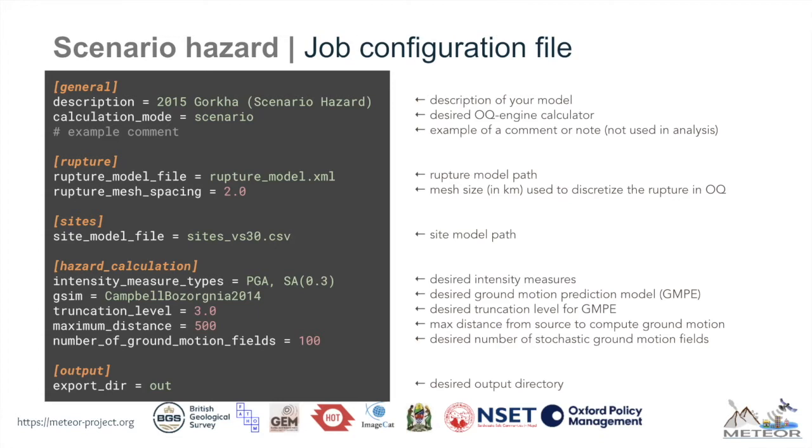Next, we have the number of ground motion fields to be produced. The same earthquake rupture definition could produce different ground motion fields, and this will sample 100 different ground motion fields for that rupture and give a view on the variability of results. Lastly, we have the desired output directory to store our outputs.